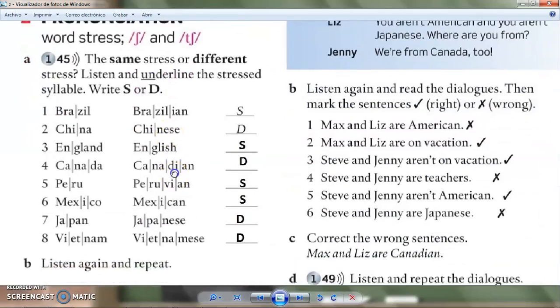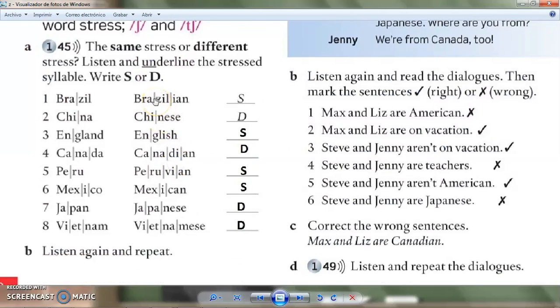About this one, the answers are: Brazil, Brazilian, is the same. China, Chinese. England, English. Canada, Canadian. Okay? Canada, the first one, Canadian, is different. Peru, Peruvian is the same. Mexico, Mexican is the same. Japan, here it goes here. Japanese, it goes here, it's different. And the same goes for Vietnam and Vietnamese.